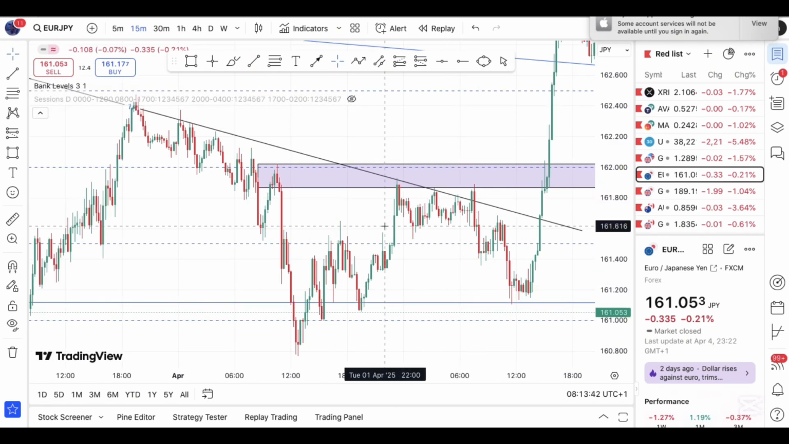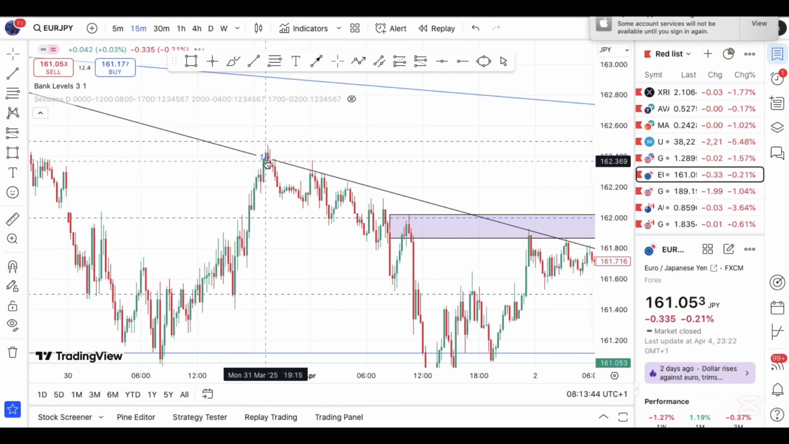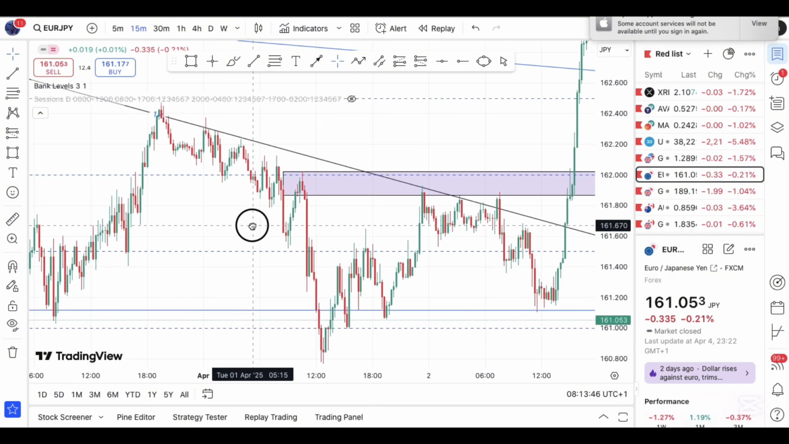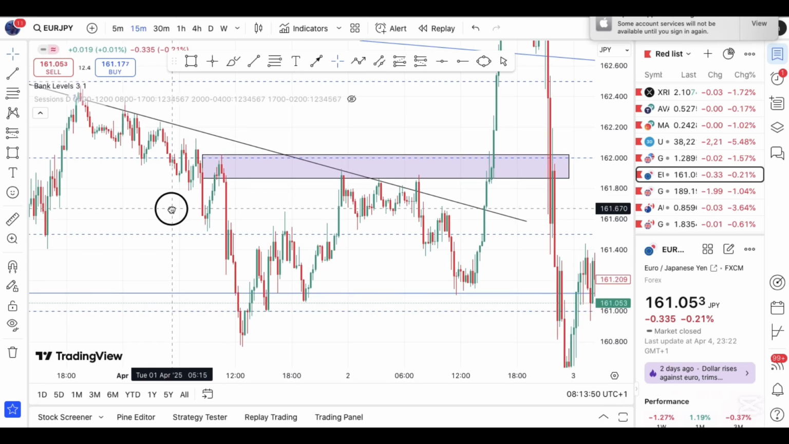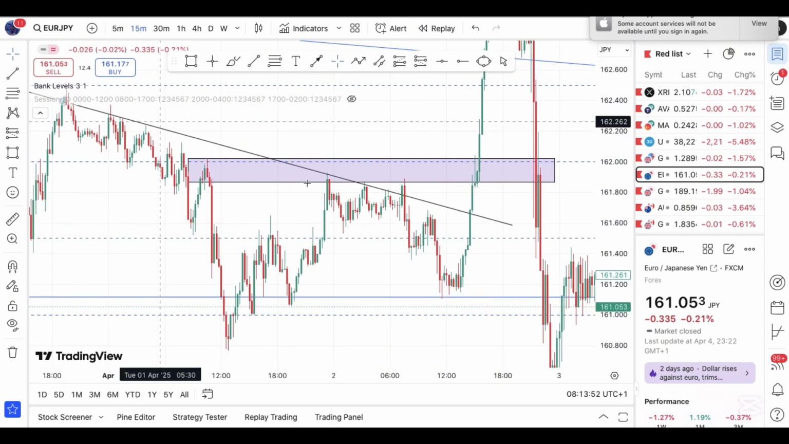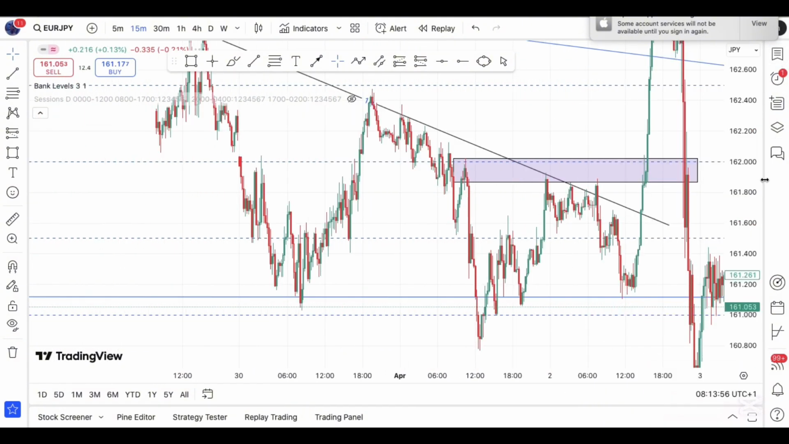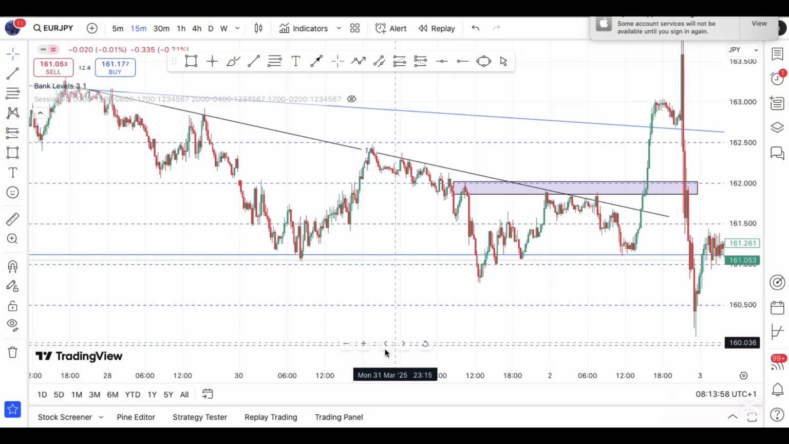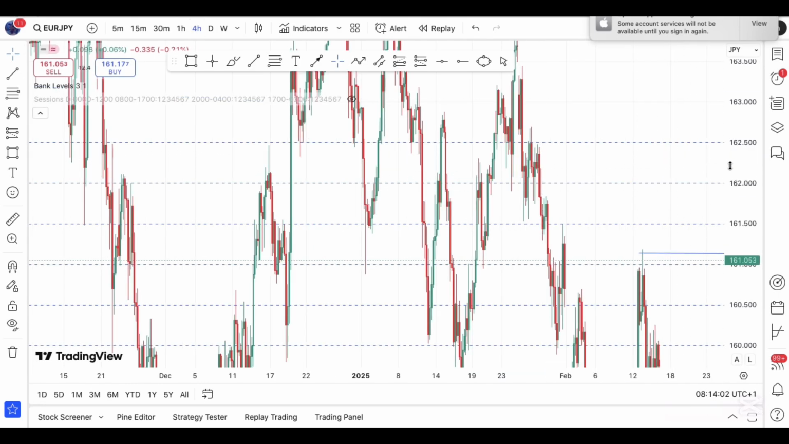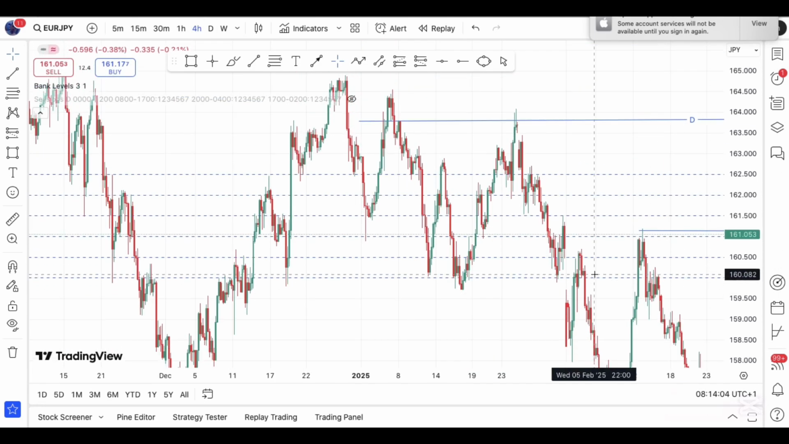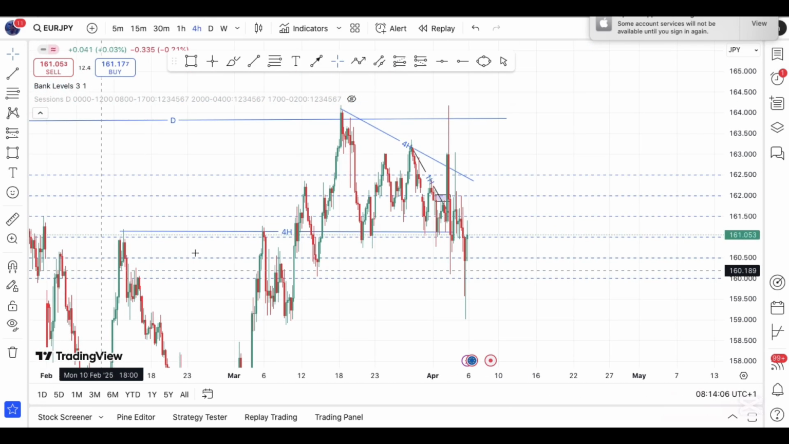So the first thing I saw was we have this trend line coming from the 1 hour time frame, and in another video I'll explain how to plot trend lines and how to use this strategy very well. So we have this trend line coming from here, and if we zoom out a bit, let's go to the 4 hour time frame. I just want to use this to explain this setup.